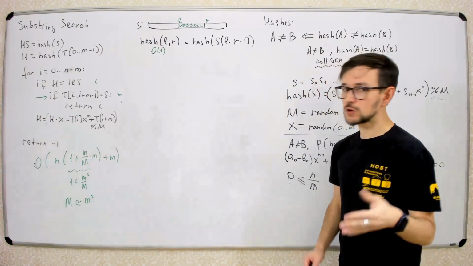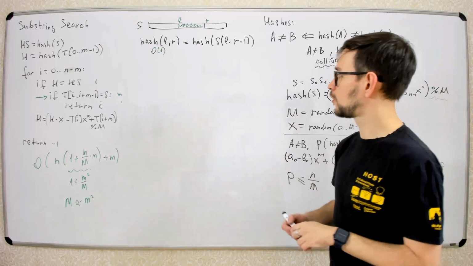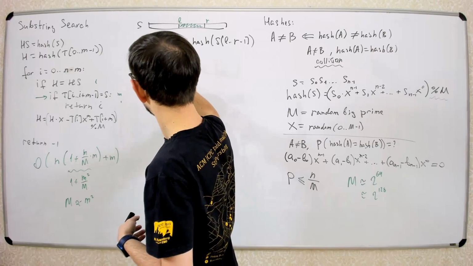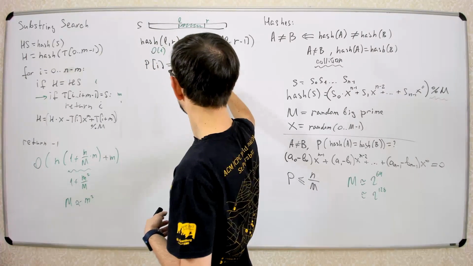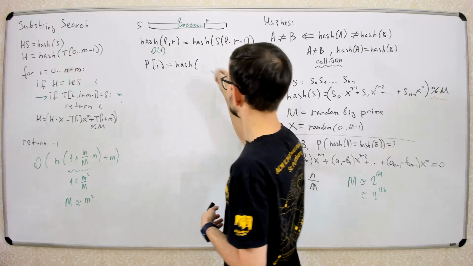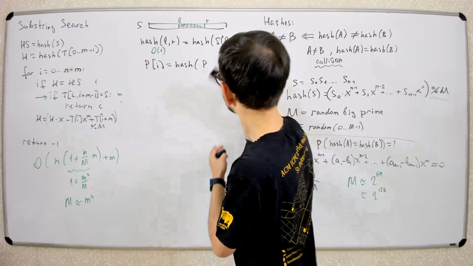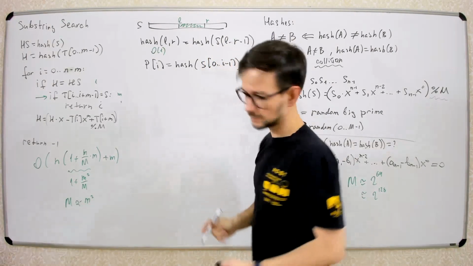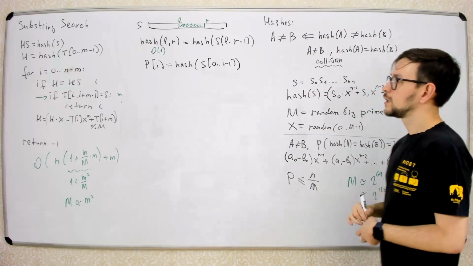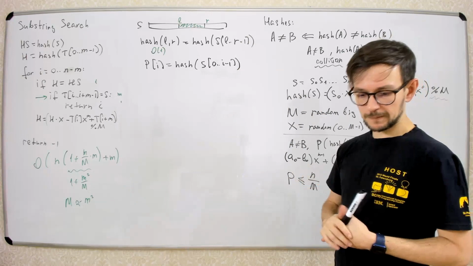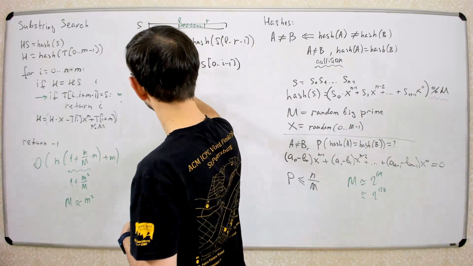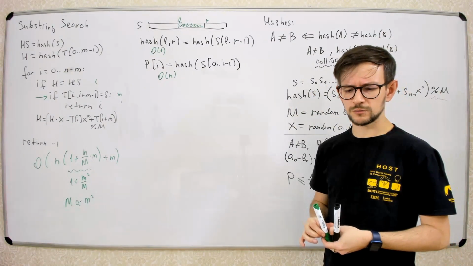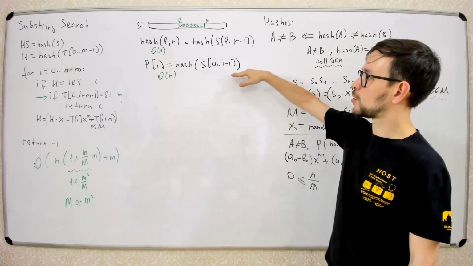What you can do is precalculate the hash function of all the prefixes of this string and put them into an array. Let's say array P contains the hash function of the prefix of S from 0 to I minus 1. You can precalculate these values in linear time. Is it obvious, or should I write the code? Let's do it. How to precalculate all these values in linear time?